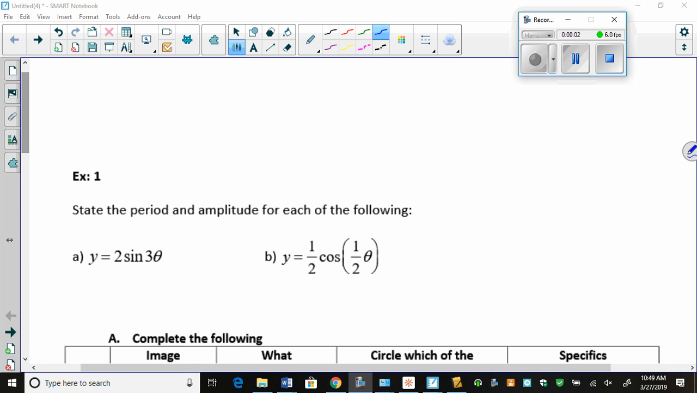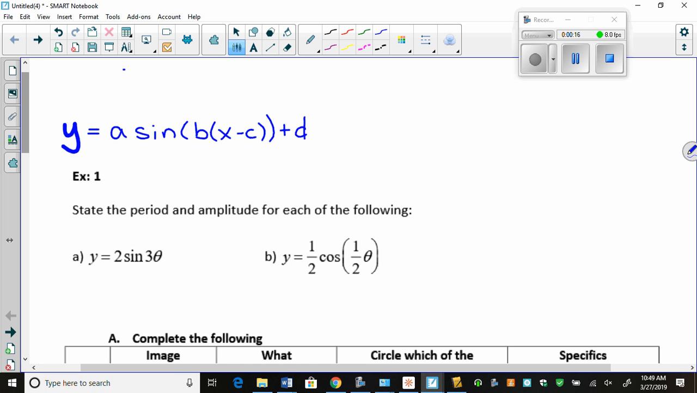Okay, so at the bottom of your formula sheet, you have y equals a sine(bx minus c) plus d. And then you have the same version with just a cos. Okay?